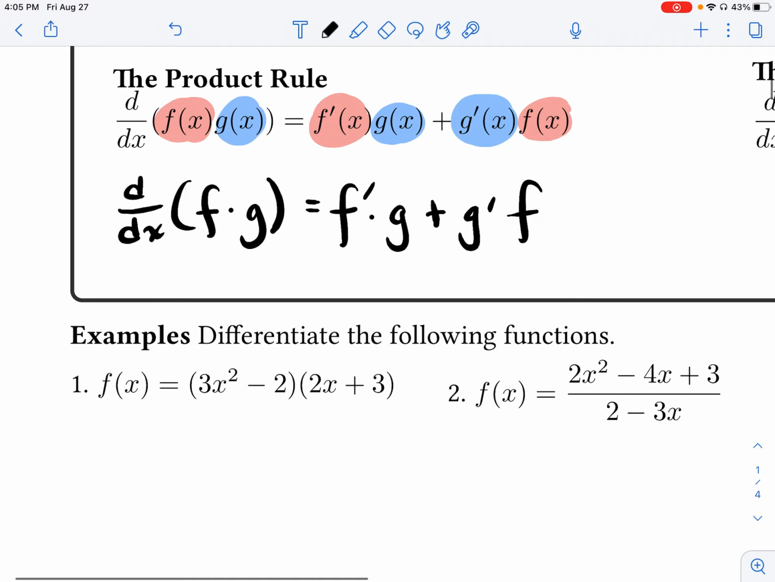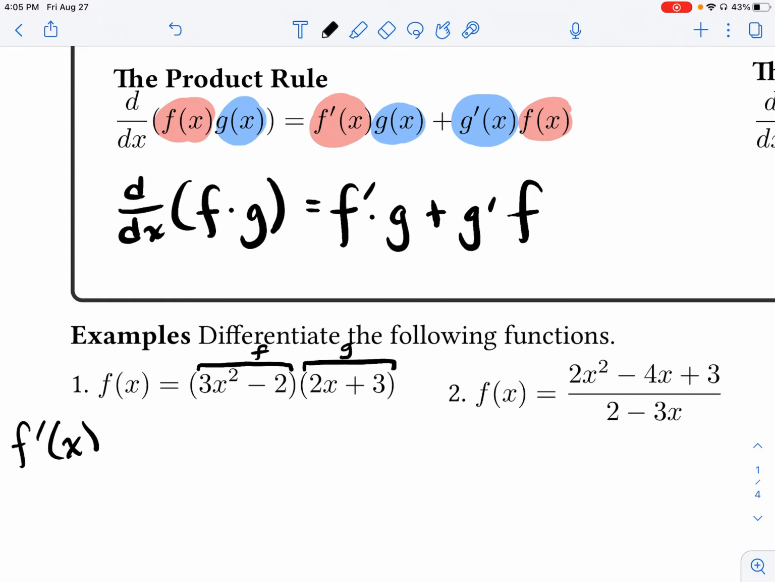So this first problem, let's just zoom in on this one here, number 1. We're going to treat this one as our f, and this one here as our g. What we call it doesn't really matter as long as we recognize one function from the other. Very importantly, we're finding the derivative of f. If we differentiate 3x squared minus 2, this is simply equal to 6x. And we multiply that now by the second function, which is 2x plus 3.